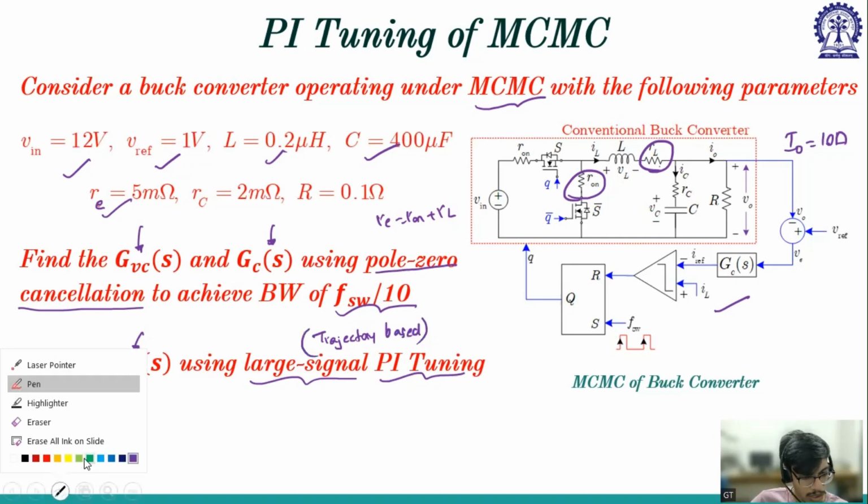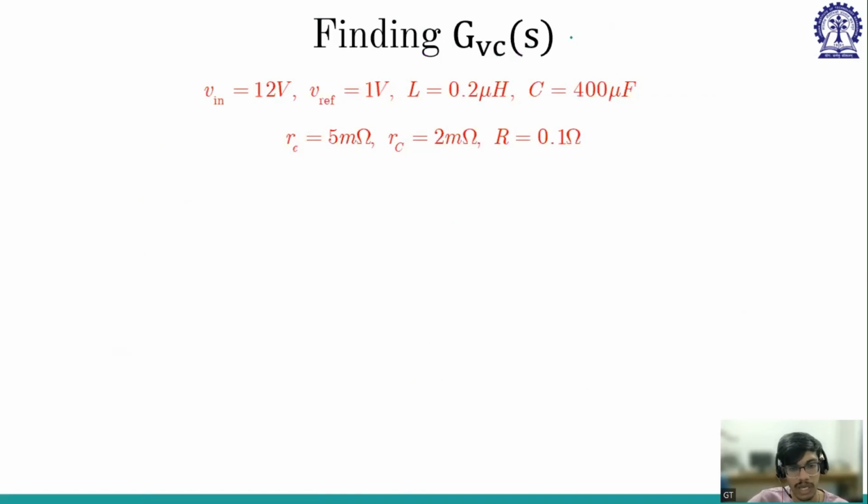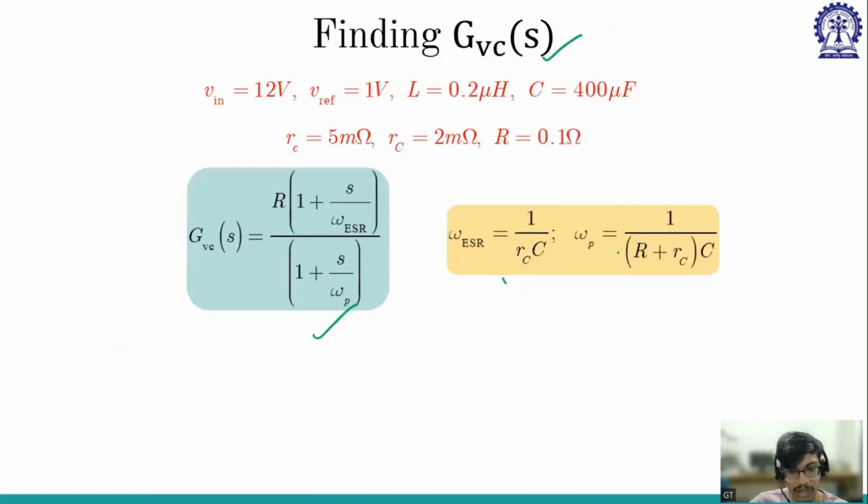So what is the procedure? So first we have to find GVC of S. I know the expression of GVC of S. I know what is omega ESR. I know what is omega P. So substitute these values in this pole and zero, and then back substitute it. Now you got GVC. So now I got GVC. I have to find GC of S.